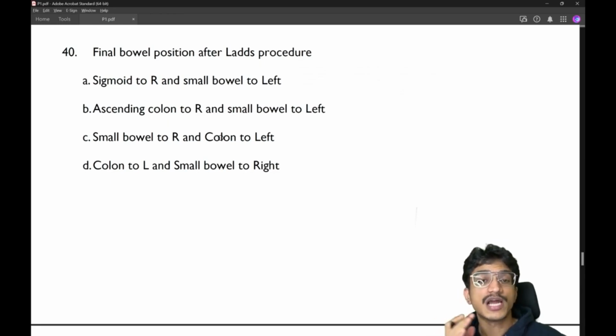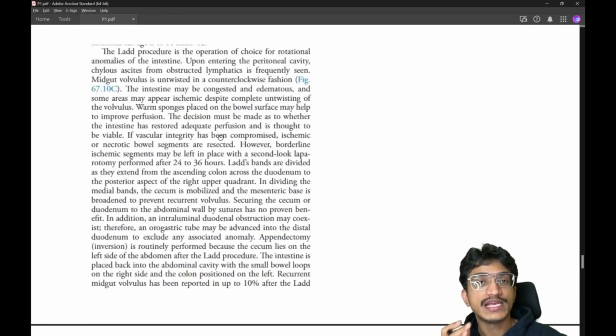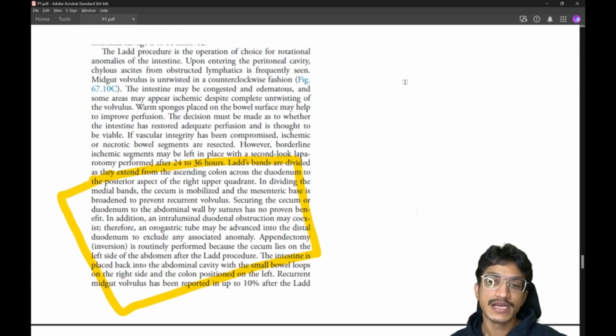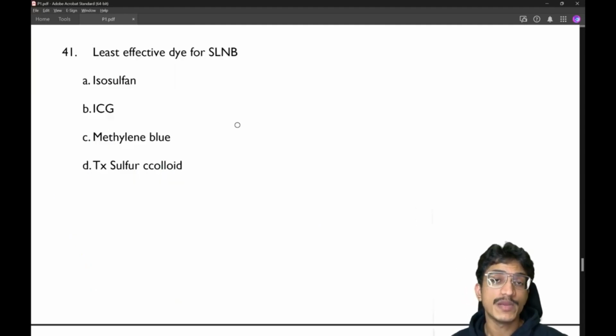Final bowel position after Ladd's procedure, very easy: the cecum and colon lie to the left and the small bowel lies to the right. Very nicely explained and given in the Sabiston, wherein after repair the cecum lies to the left and the small bowel lies to the right. So small bowel to the right, cecum and colon to the left, and that is why we also do appendectomy in patients wherein we are doing a Ladd's procedure.